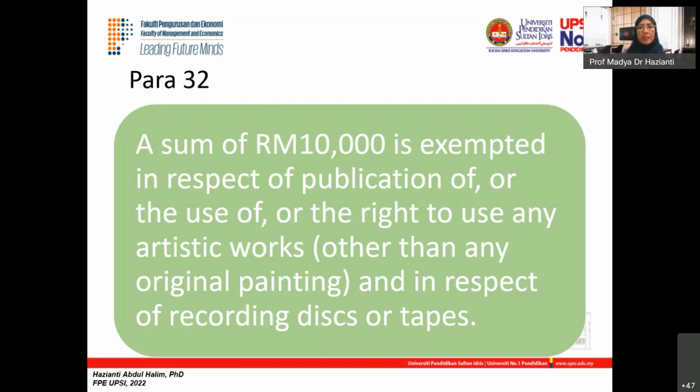So let's say dia dapat 20,000, 10,000 is exempted. So 20 minus 10, tinggal 10,000 je lah. So 10,000 will be taxable. Ini in general paragraph 32.